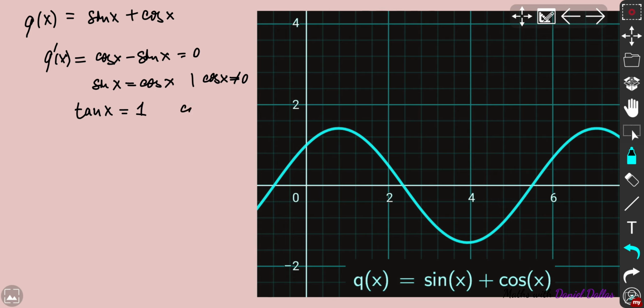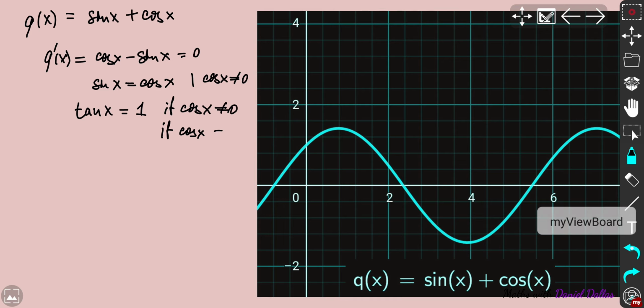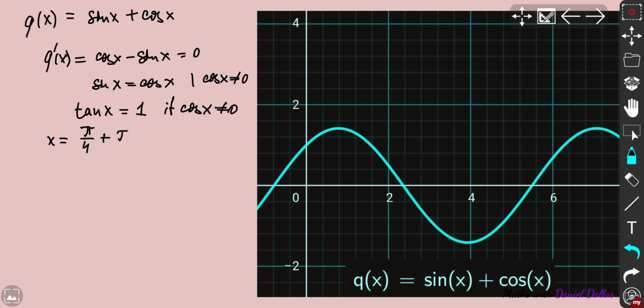But that is when cos x is not equal to 0. If cos x equals 0, we can figure out that in that case sine x cannot be equal to 0 for the same x. So that's why we're sure that cos x cannot be 0. From there we find x as pi over 4 plus pi n.